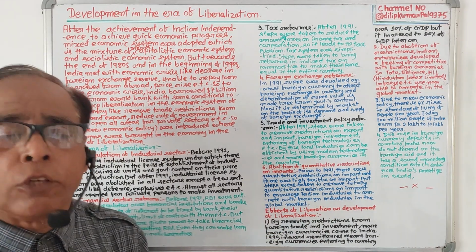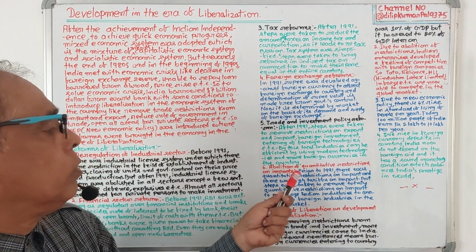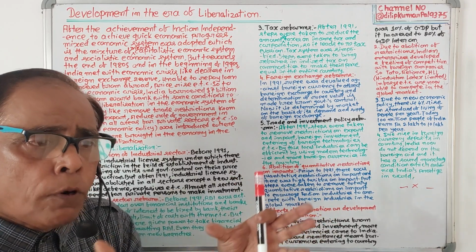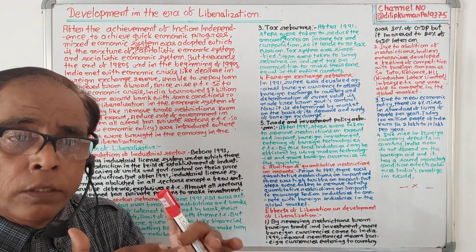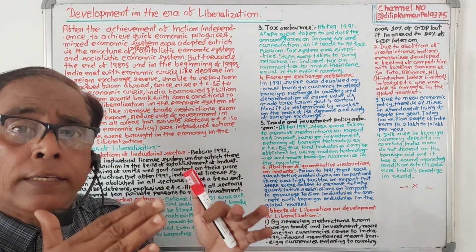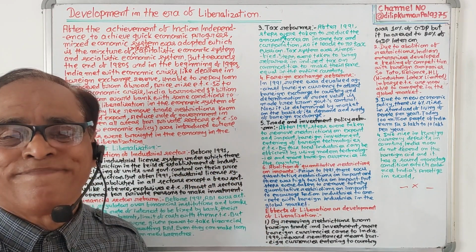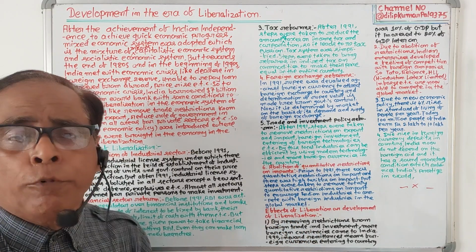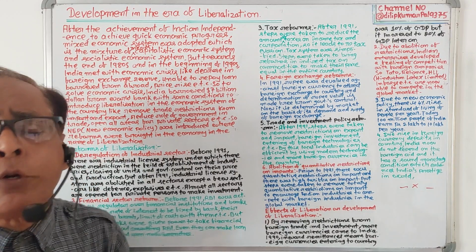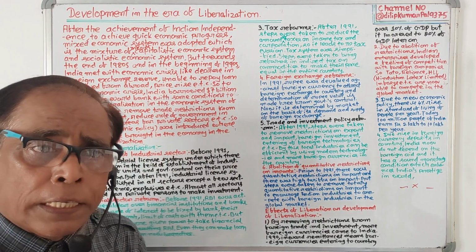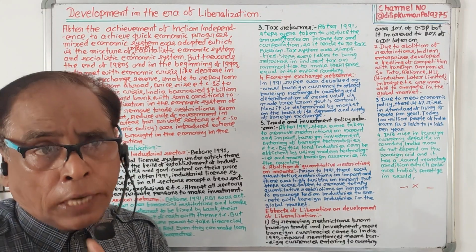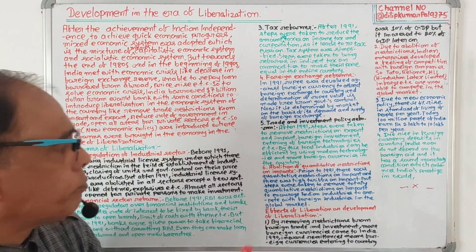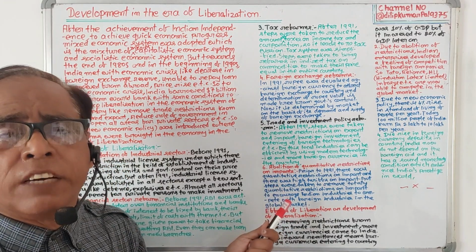In 1991, it was decided to abolish quantitative restriction on import. It was decided to remove all types of restriction from import, and there will not be high tariff on import. By this, foreign goods came to India, and when foreign goods came to India, Indian companies and local industries started to compete with them and became more efficient than before. So these are all the reforms in the field of liberalization.